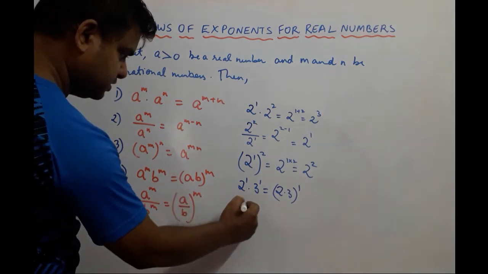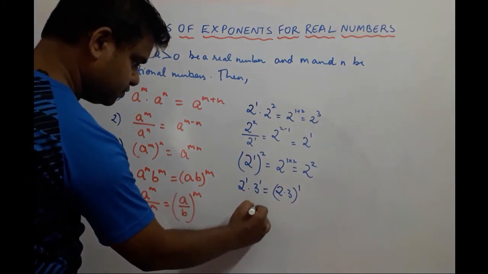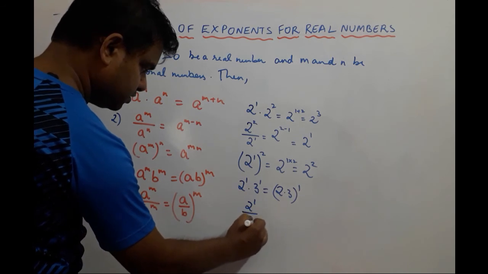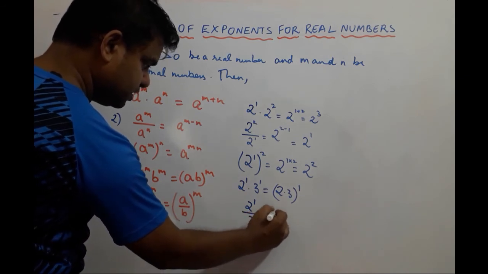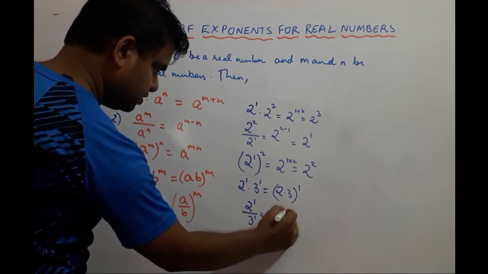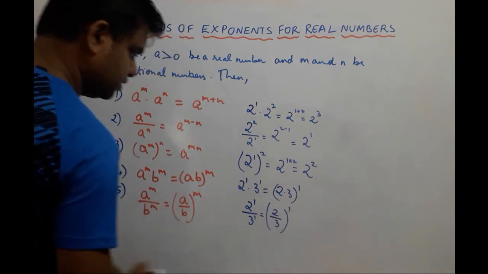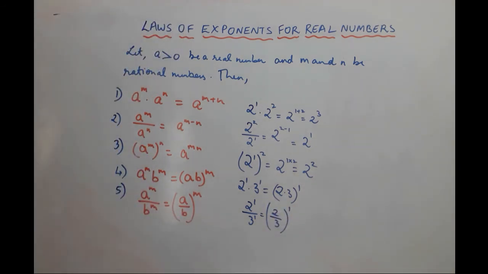So we'll take this example here. 2 raised to 1 upon 3 raised to 1. This can be written as 2 upon 3 raised to 1. So this is in case of division. These are the 5 laws of exponents for real numbers that we need to remember.